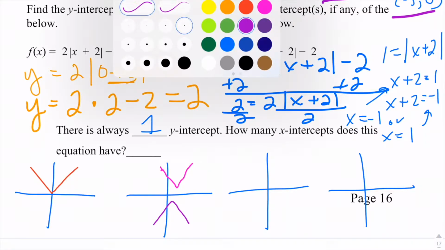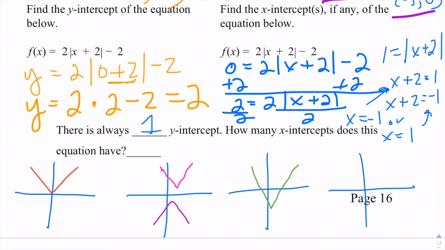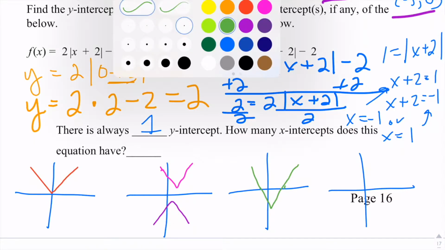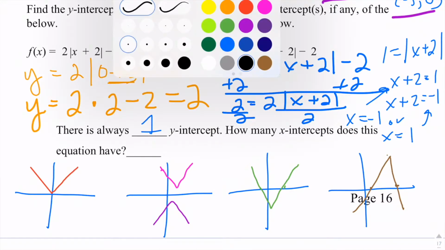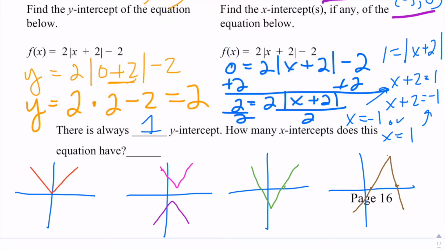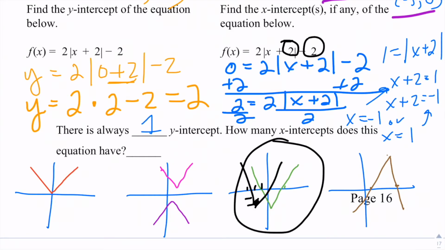We could also have two x-intercepts when the vertex is below and it hits the x-axis at 2 spots. And lastly, we could have the reflection of that, where the vertex is above the x-axis and it's touching it in 2 spots. And because I know that I can find my vertex by going left 2 and down 2, it's somewhere in this ballpark, I know that I have this type of graph that has 2 x-intercepts.